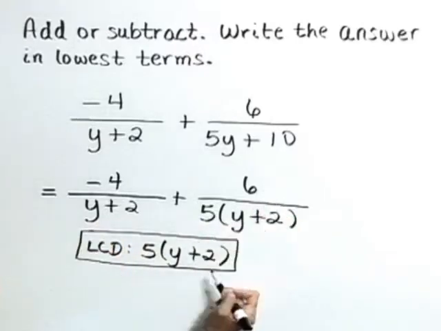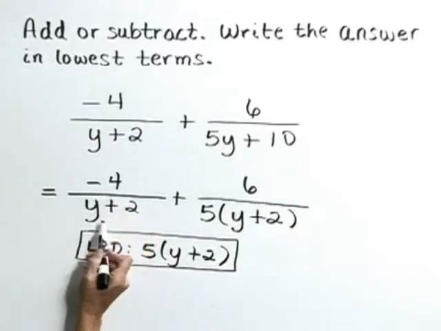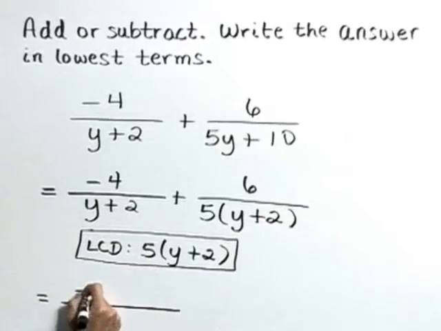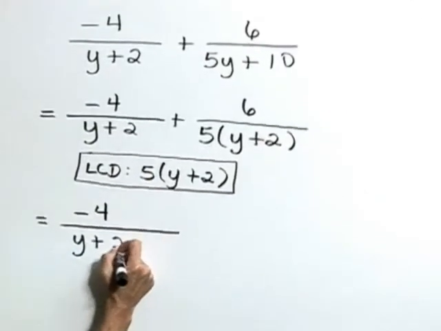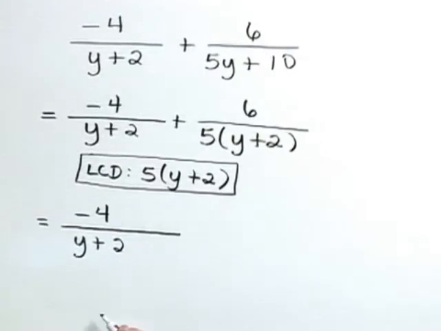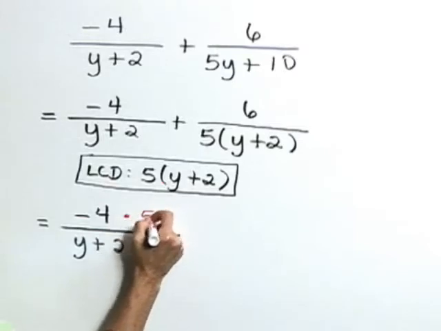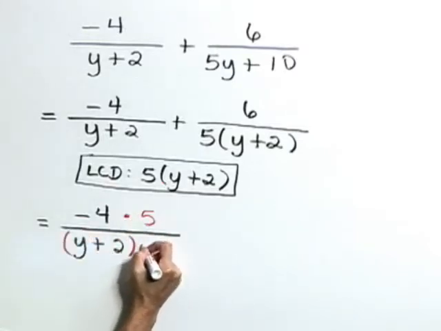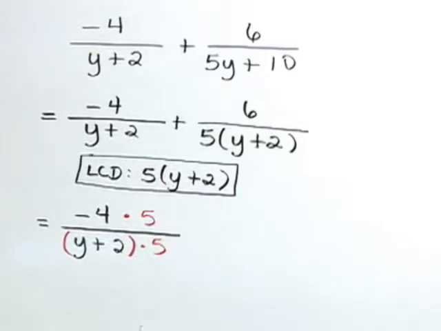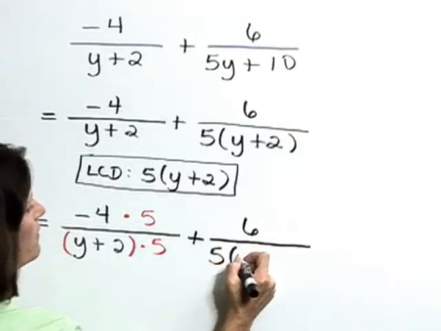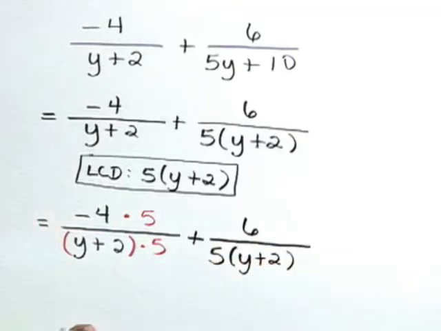Our second fraction has that denominator, but we are going to have to fix our first fraction so that it has the lowest common denominator. So let's take negative 4 over y plus 2 and multiply both the numerator and denominator by this missing factor of 5. So times 5 in the numerator and times 5 in the denominator, thereby multiplying by a factor of 1. That doesn't change the value, but it is going to change the way it looks. Let's leave our second fraction alone. That is 6 over 5 times the quantity y plus 2.